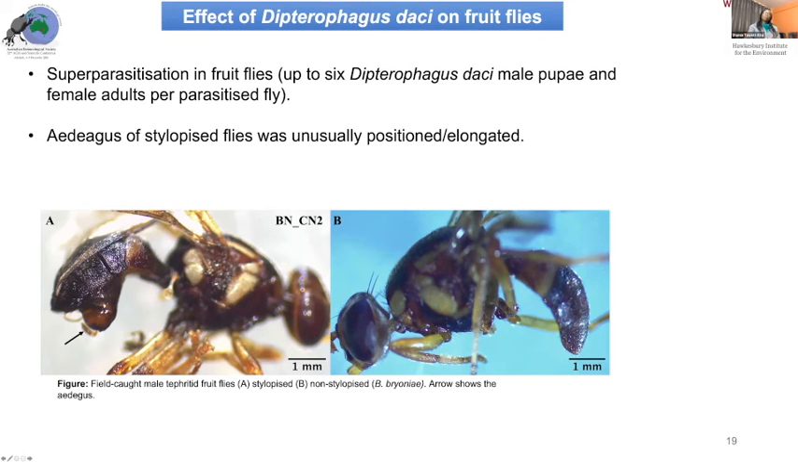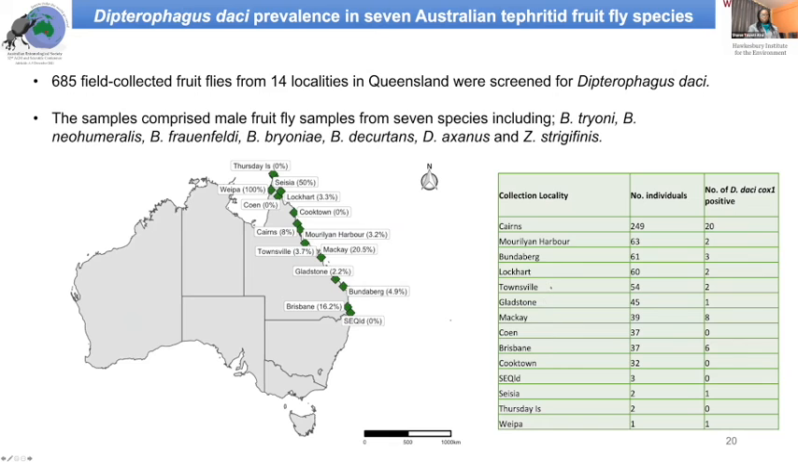So finally, we now know that we have this endoparasitoid, DDC, in our fruit flies. So what is the prevalence of this DDC in our flies? To do this, we used 685 flies collected from 14 localities in Queensland, and the table just shows the summary of these regions. And these samples are fruit fly males comprising 7 species. And the map shows us a summary of the prevalence of DDC in the regions.